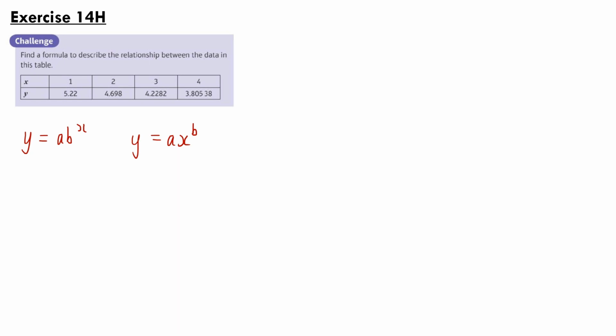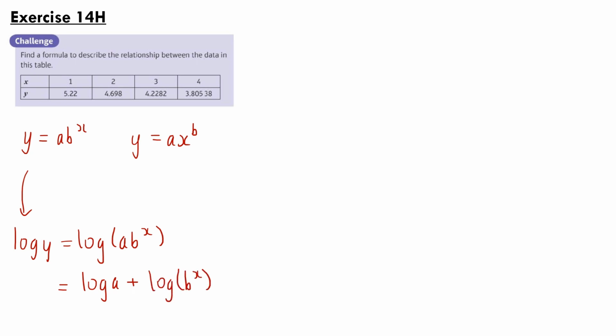Now we can clearly see that x and y don't have a linear relationship. Now for these two equations, if we take logs of both sides, then for our first one, we're going to have log of y is equal to log of a b to the power of x, and using our laws of logs, we can split this up into log of a plus log of b to the power of x, and using the power rule, we can bring the x down to the front. So log of y is equal to log of a plus x times log of b.